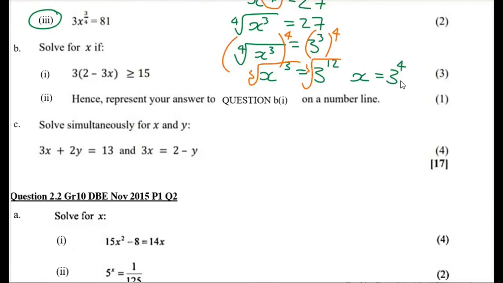If you're not too sure how I got the 3 to the 4, basically this 3 to the 12, I know is the same as 3 to the 4 times 3 to the 4 times 3 to the 4. So that's why I know that the cube root is going to be 3 to the 4. We've got 10 more minutes. x is 3 to the 4. Guys, obviously, if you work out 3 to the 4, that is 81.